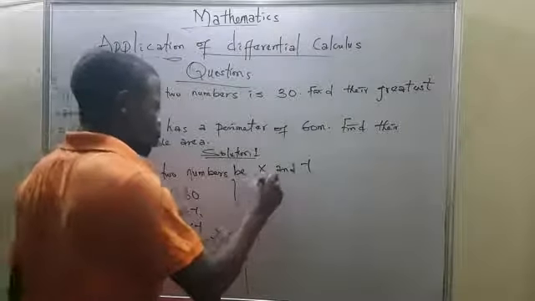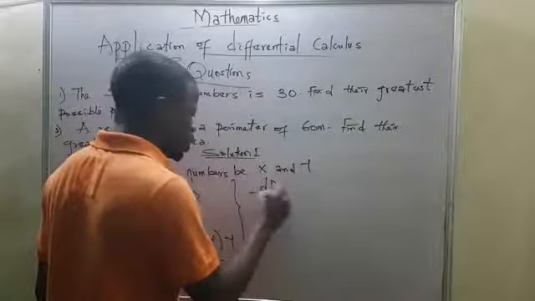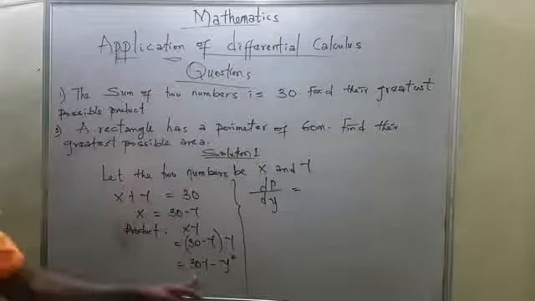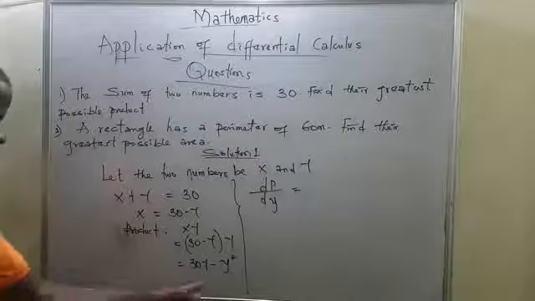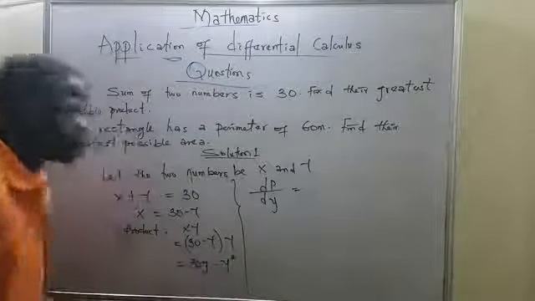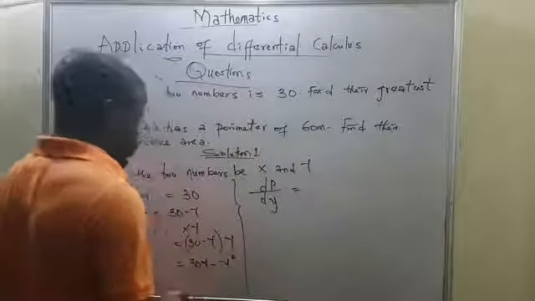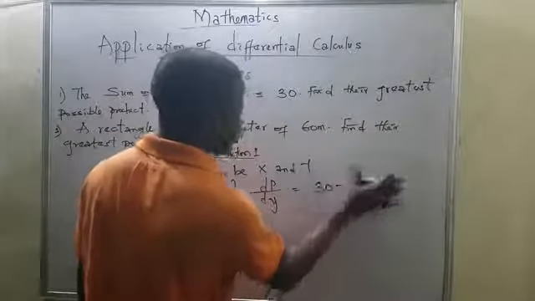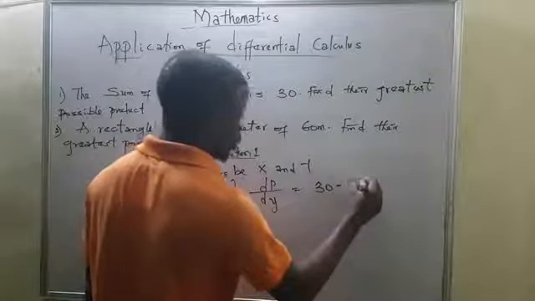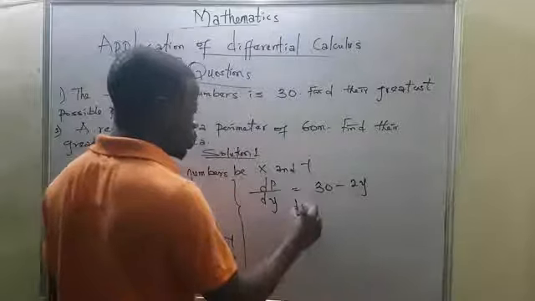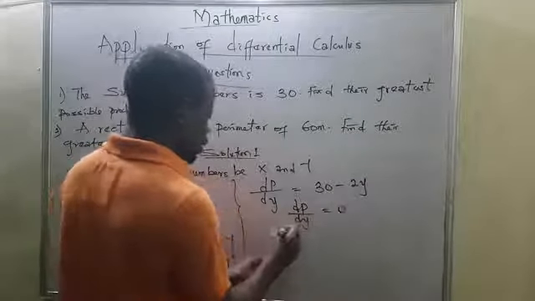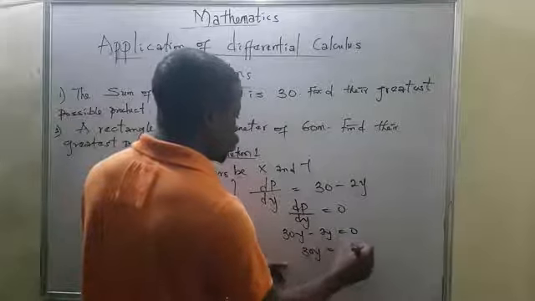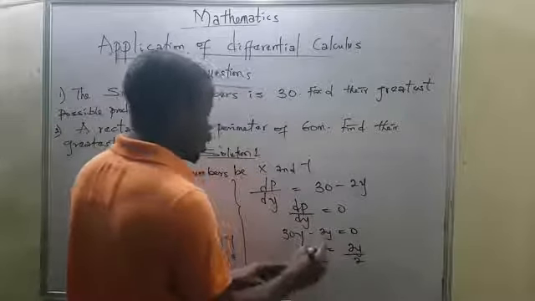We look for dP/dy, where P stands for product. So we are deriving this product, finding the differential of the product with respect to this variable that we have. dP/dy will be 30 minus 2y. If you differentiate 30y, you get 30. Differentiate y squared, you have 2y. So you can equate dP/dy to 0. That means 30 minus 2y equals 0. Then 30 equals 2y. Dividing both sides by 2, what do you have?